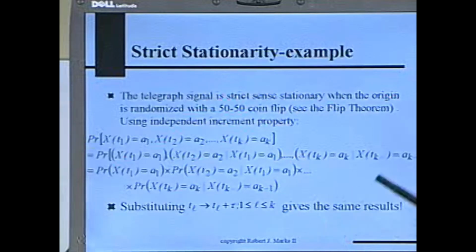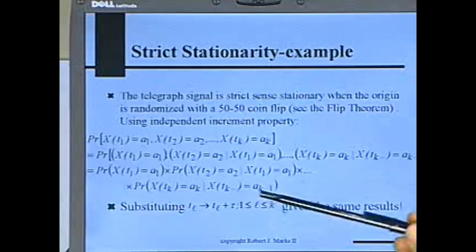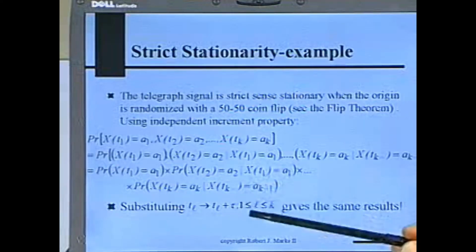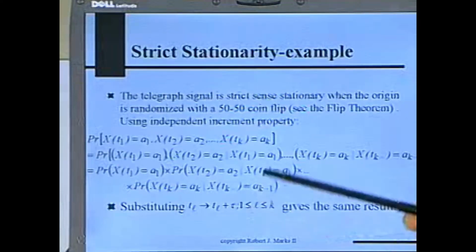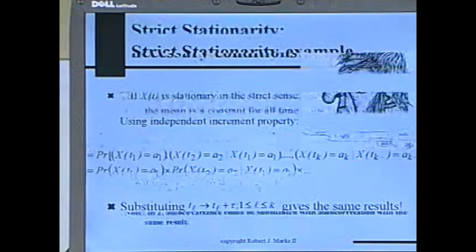So the telegraph signal turns out, because of these equivalences, if we substitute the shift in here, we get exactly the same thing. So the telegraph signal also turns out to be, with the flip, strict sense stationary. These become hard to say. Strict sense stationary.